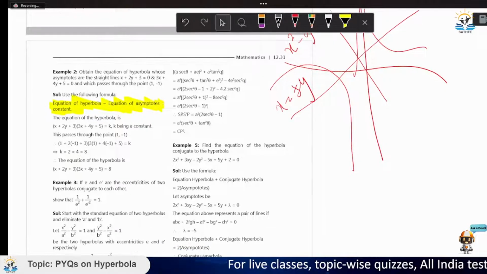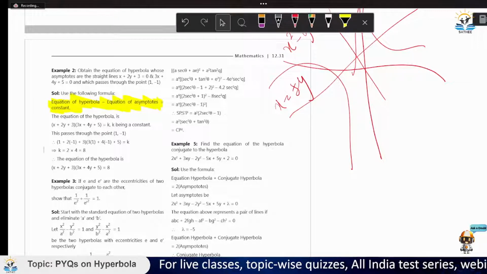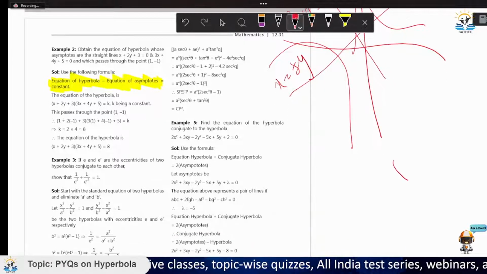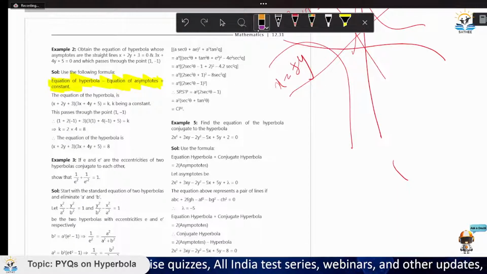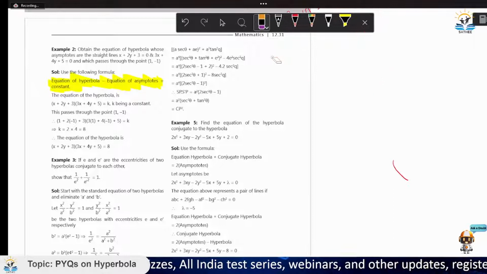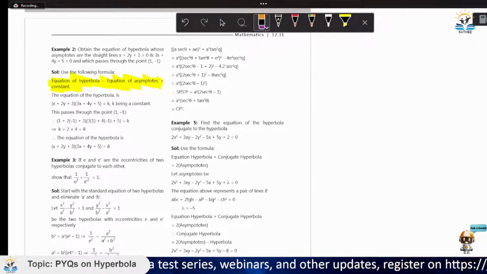So the equation of the hyperbola is the equation of the asymptotes plus a constant, whatever. I'm not writing this out for you guys. You can read through the solution because it's a very direct formula-based question. I'll zoom it for you guys.